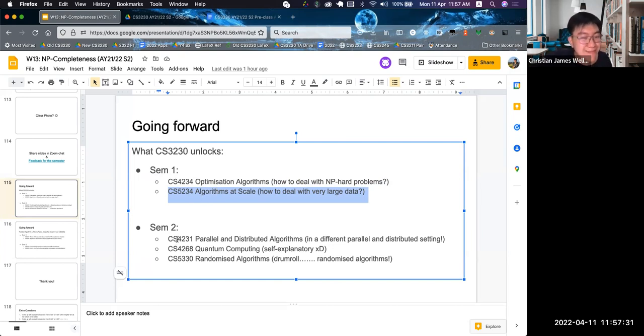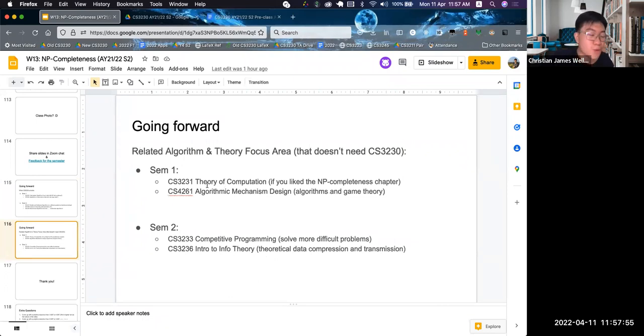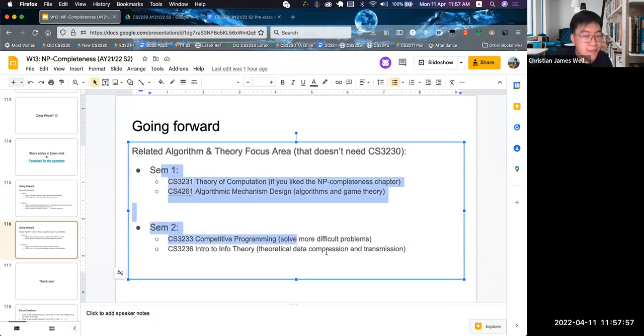This is offered this semester, which is the current semester. But if you're interested in the future, you still have time, you might consider parallel and distributed algorithms, where we design algorithms in, it's pretty self-explanatory, a parallel and distributed setting. Or if you're interested in randomized algorithms, there's a whole module dedicated to randomized algorithms, which I'm taking now. So these are some modules related to the algorithm and theory focus area. I think 4261 mechanism design is Prof Varut's module, where he relates algorithms and game theory. And I'll just keep this slide as it is.